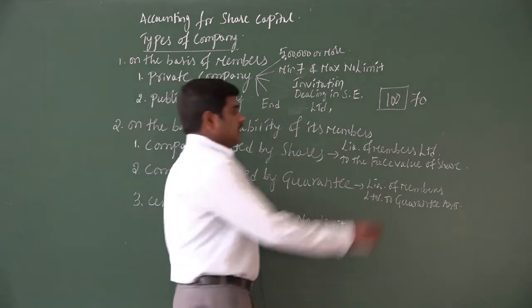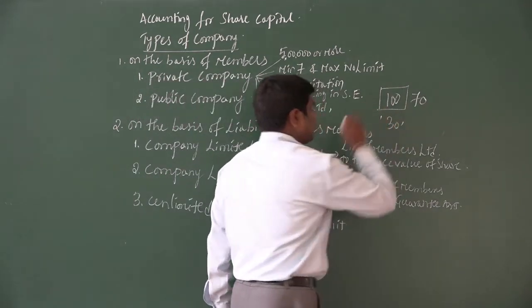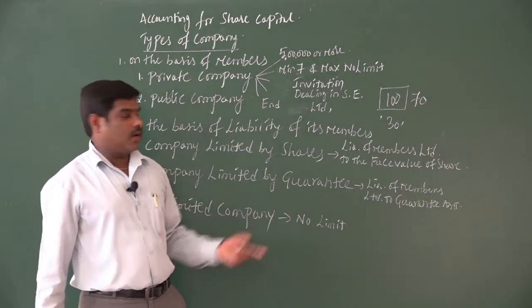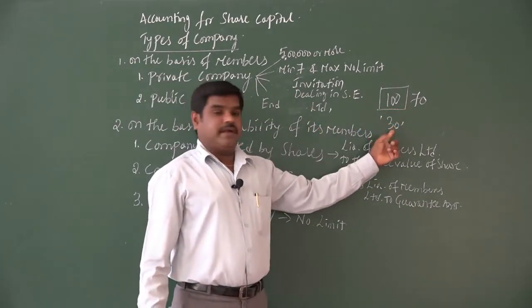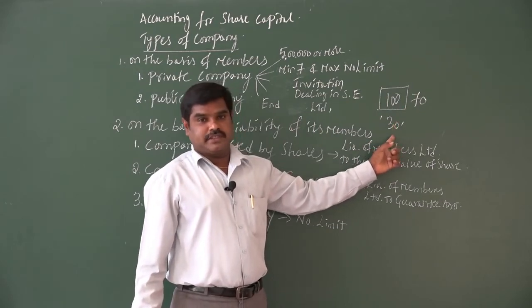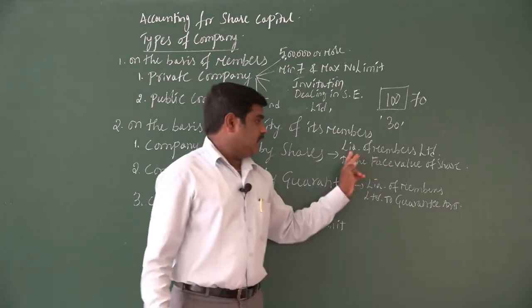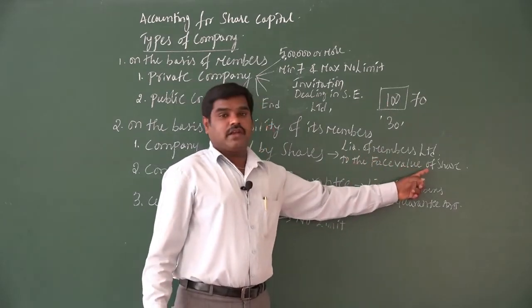The remaining 30 rupees is not yet paid to the company. So at the time of winding up, the company will call: you have paid 70 rupees, you have not paid 30 rupees, so you pay 30 rupees. So your money is restricted to 100. That's what it means: liability of a member is limited to the face value of the share.